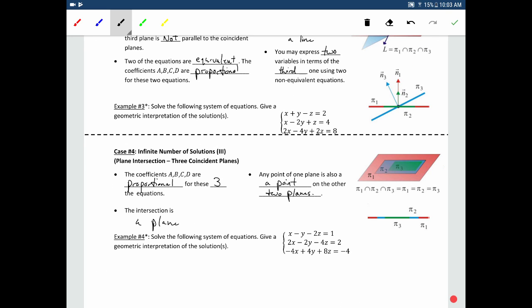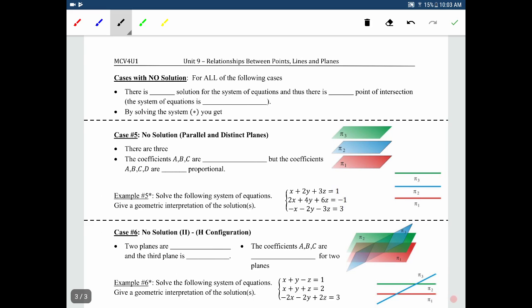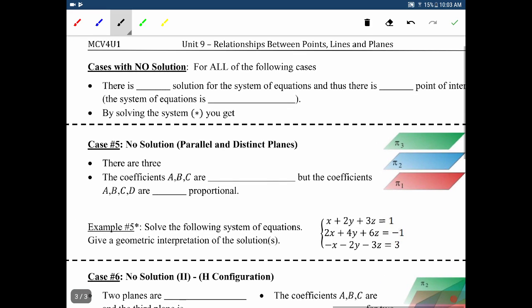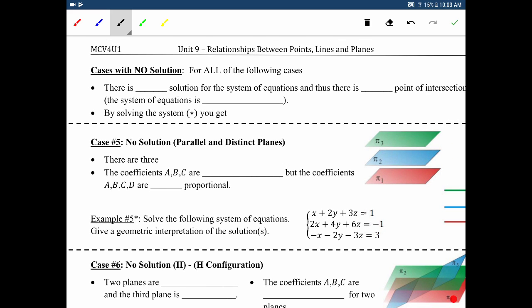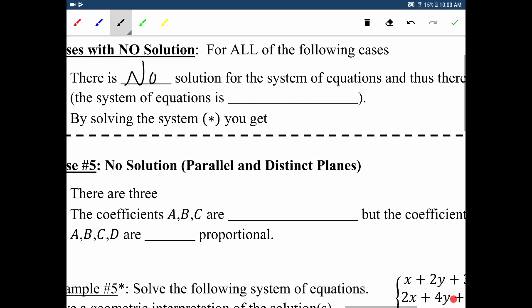So there we go. All right, so that's it for ones that do have solutions. Let's take a look at the ones that do not have solutions. So for all of the following cases, there is no solution for the system of equations, and thus there is no point of intersection. Okay? The system of equations is, you may remember, we called it incompatible. Okay? And what this means is when we solve it, it will give us a false statement.